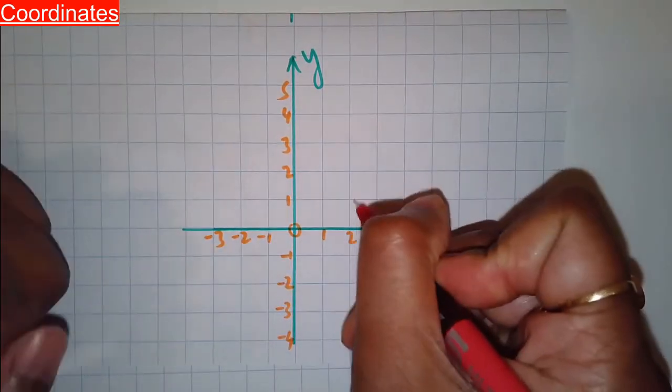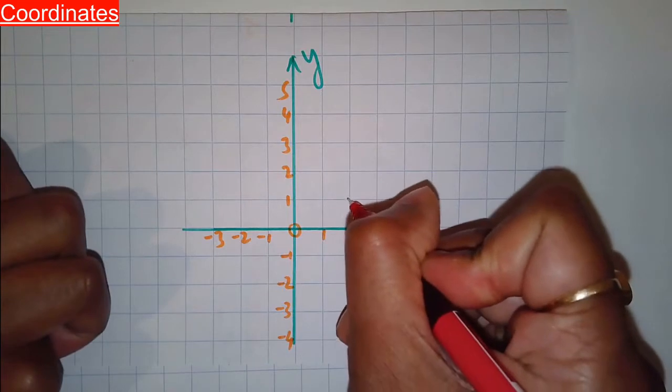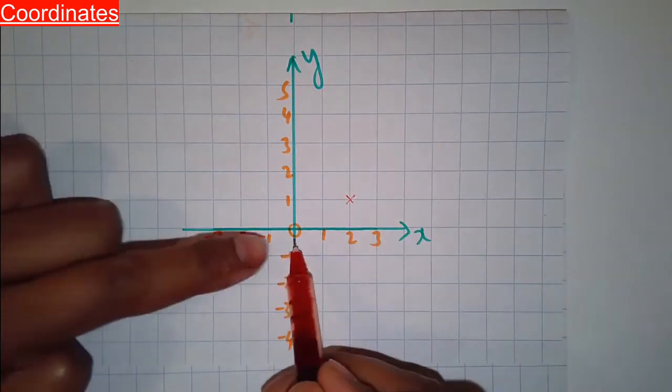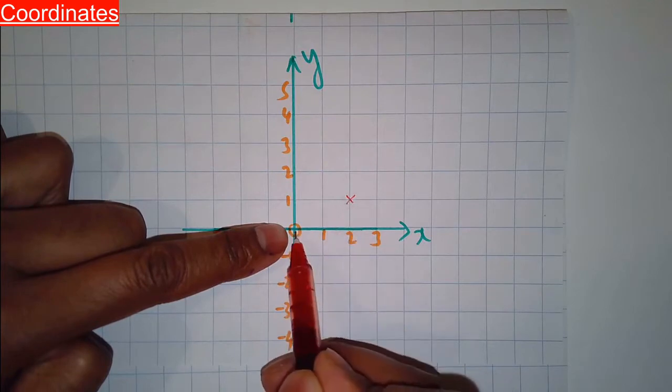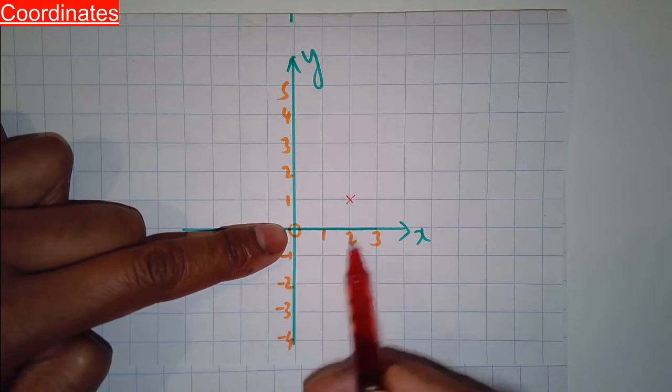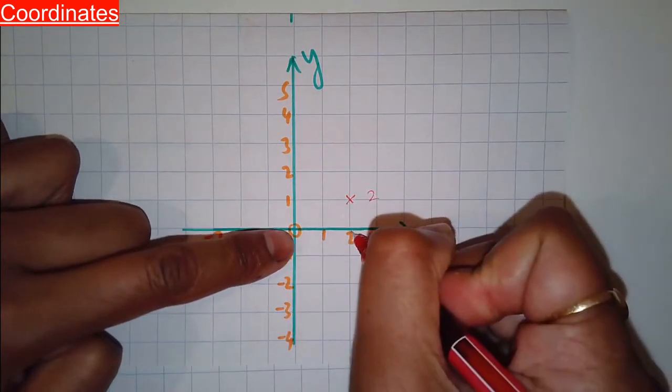Going to plot some coordinates on this grid, this one here. Always start from the origin, from the center. To get from here to here, you need to go 2 to the right, that's 2. And you need to go 1 up.